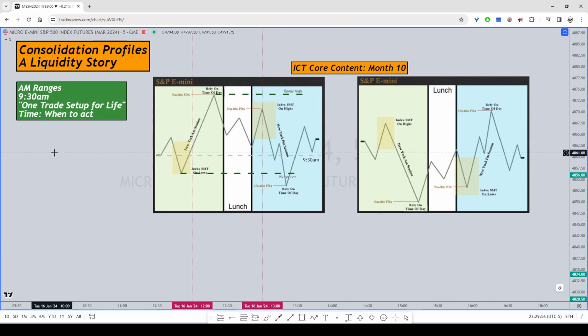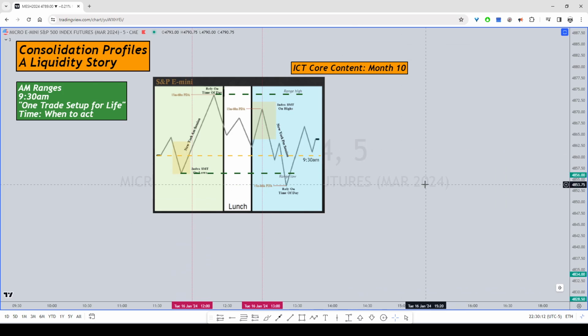This is all based on ICT's core content month 10, where these profiles are taken, and then the one trade setup for life, where even when you have the profile, how do you use it? And then the last thing is the silver bullet timing of when to act. So there's two consolidation profiles. The one we had today was an AM session up close. So let's take a look at it.